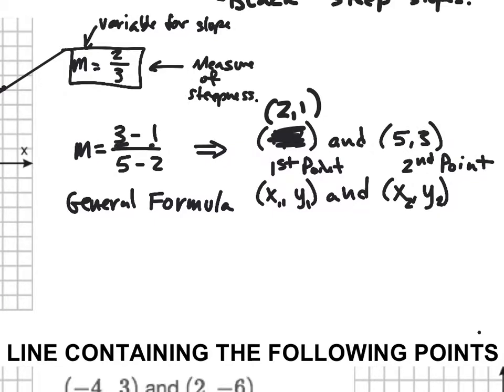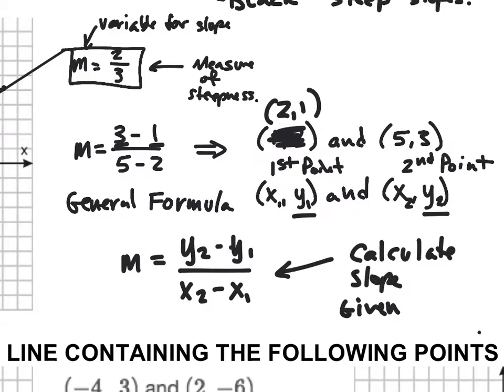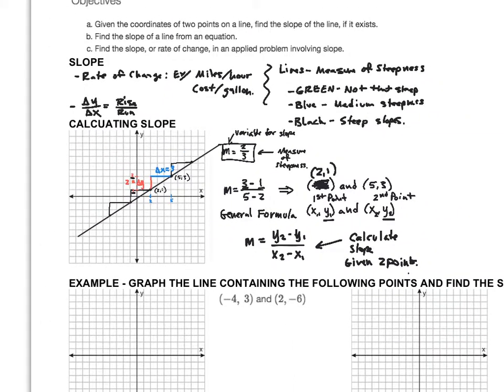Using the numbers 3 and 1, what I'd really come up with is doing the value y sub 2 minus y sub 1. So my general formula here for my slope would be y sub 2 minus y sub 1 divided by x sub 2 minus x sub 1. Now, this is a general formula to calculate the slope given 2 points. So I can calculate slope given 2 points. All right, so that's how I come up with that general formula by using that idea.